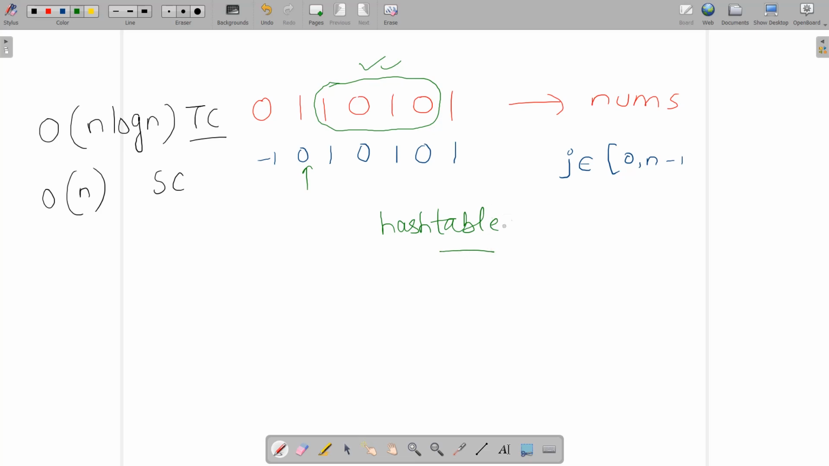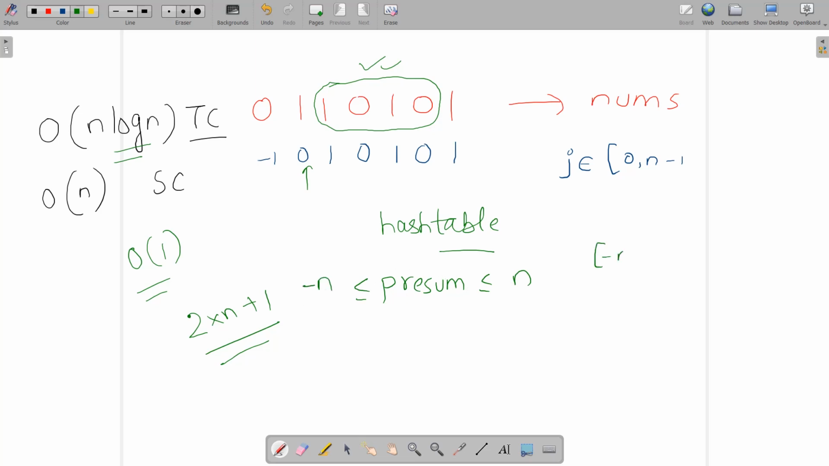Okay, so if you want this logarithmic term to be reduced to O of 1 operation, you can also make a linear array of size 2 into n plus 1. Why am I going to do that? Because the prefix sum is always going to be between minus n to n. Okay, so it will be minus n to n.